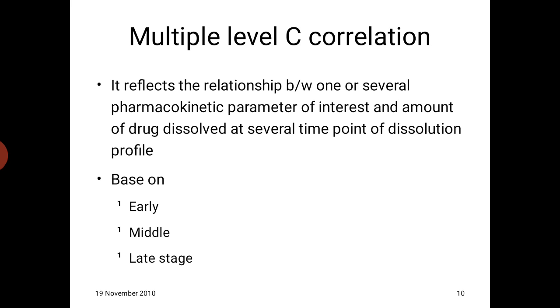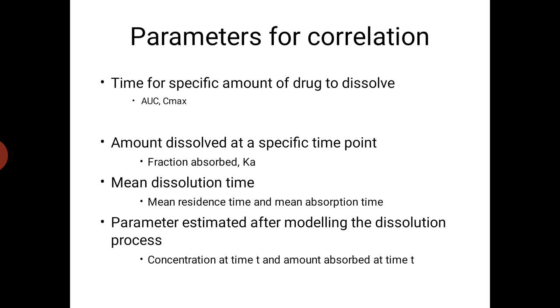Okay, so these are the various levels of correlation: level A, B, C and multiple level C correlation, and the correlation can be built for plasma, urine as well as pharmacological response method. Okay, what are the parameters for correlation? This is exactly the same as what you have learned in the plasma data.